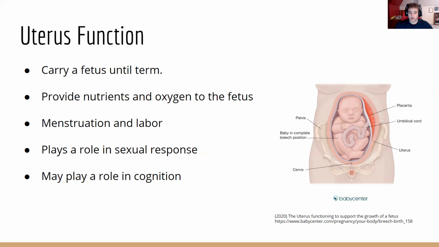Another function of the uterus is to redirect flow from the pelvis and ovaries to external genitalia like the vagina, labia, and clitoris during sexual response. This is caused by slight contractions during intercourse that push blood out of the uterus.